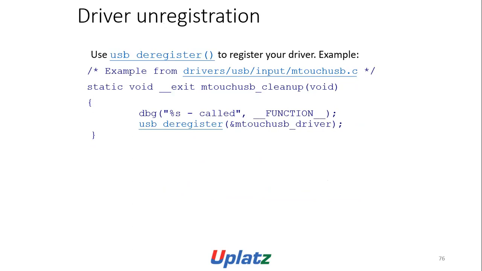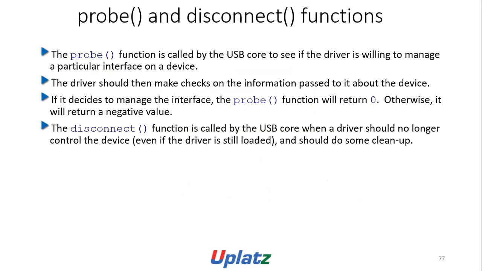To unregister your driver, use usb_deregister. An example is shown below: the probe and disconnect functions. The probe function is called by the USB core to see if the driver is willing to manage a particular interface on a device. The driver should then make checks on the information passed to it about the device. If it decides to manage the interface, the probe function will return 0. Otherwise, it will return a negative value.